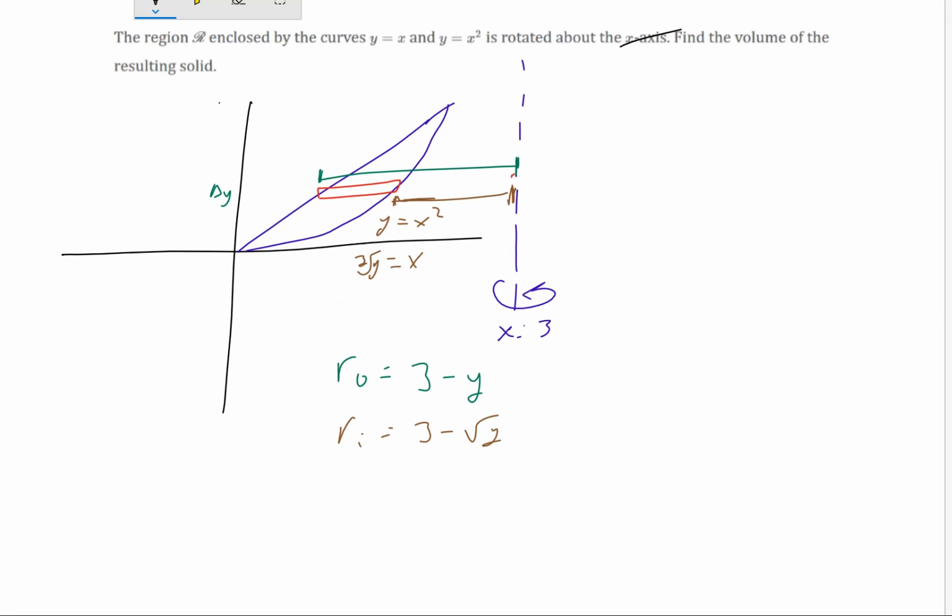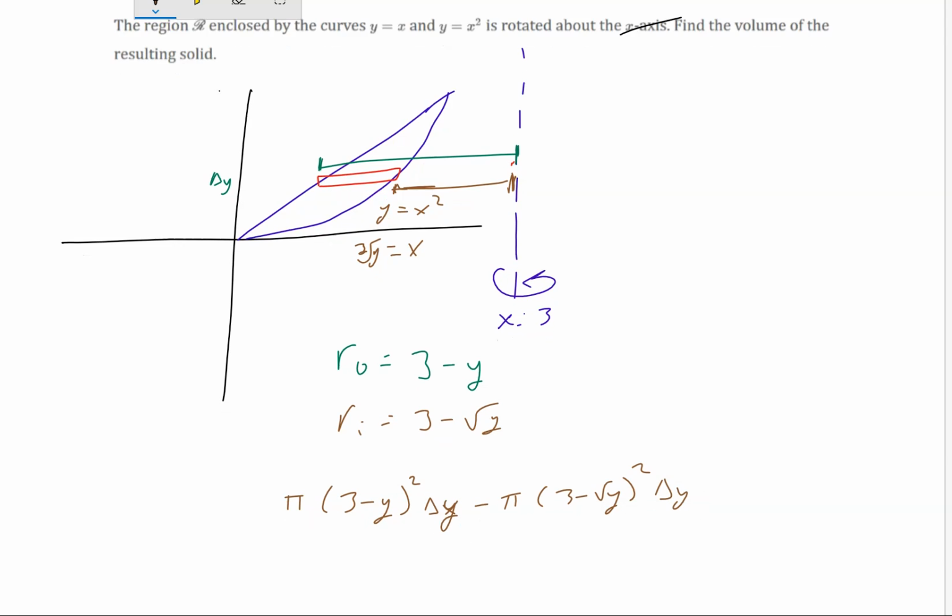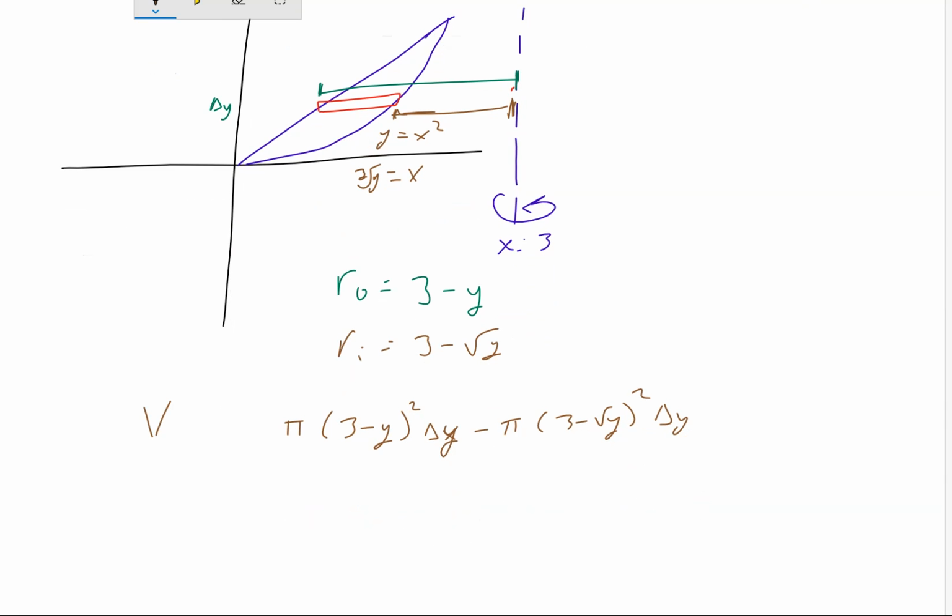So setting up my volumes then, I have pi times the outer radius squared times the height, oh, that's a dy, minus pi times the inner radius squared times the height. So that's the volume of that rectangle, and then the volume of the whole solid then.